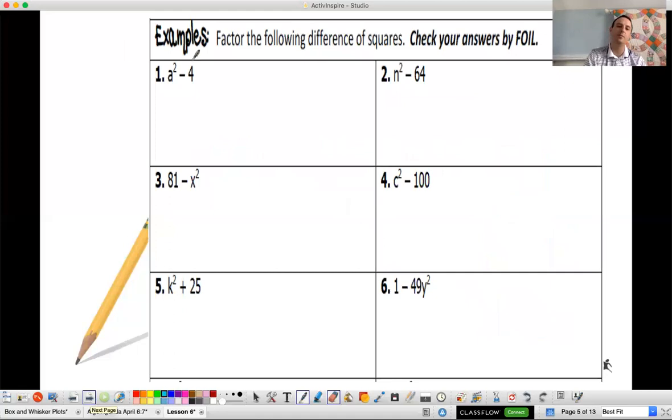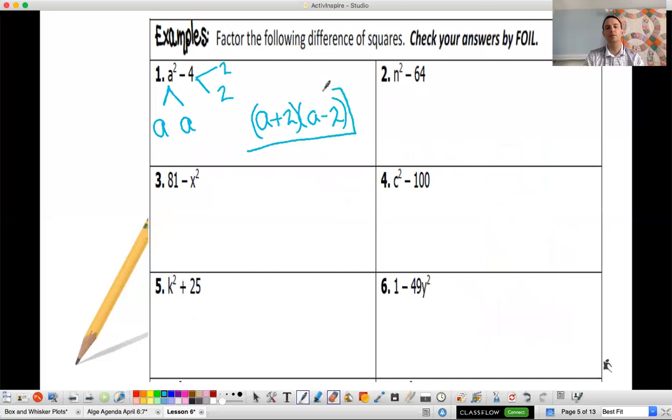So let's take a squared minus 4. The two numbers that make up a squared are a and a. If you take the square root of 4, it's 2 and 2. So I'd end up with a plus 2 times a minus 2. That's the final answer, the factored version of a squared minus 4.